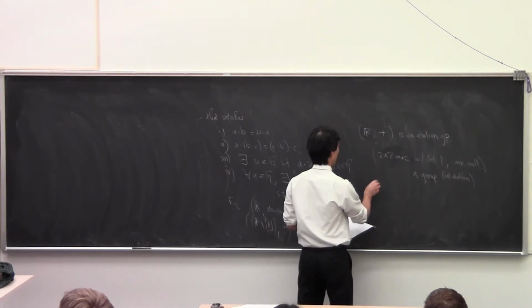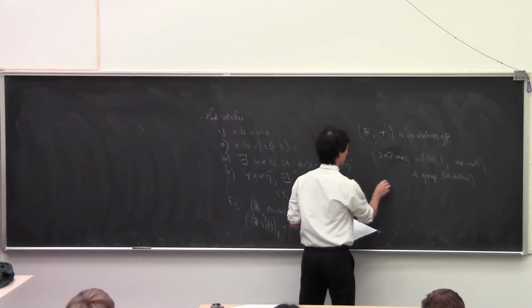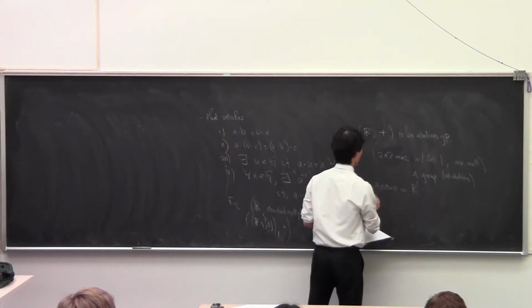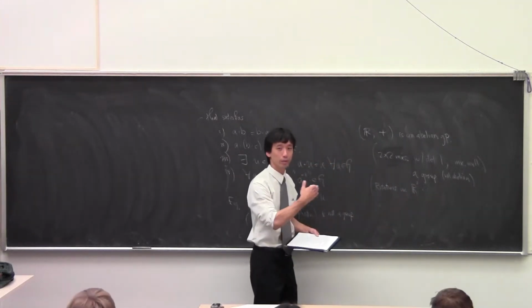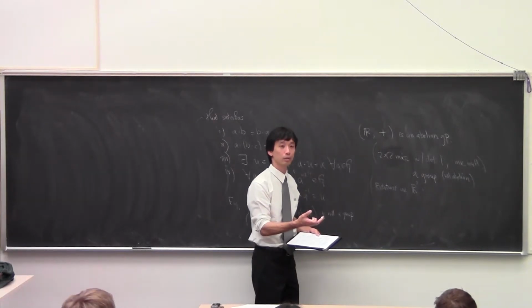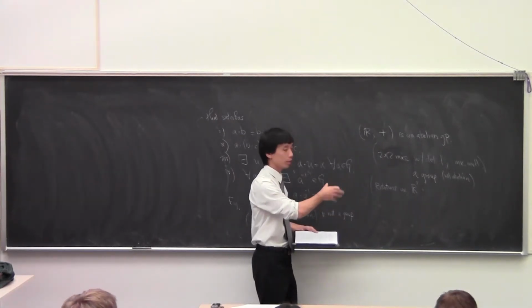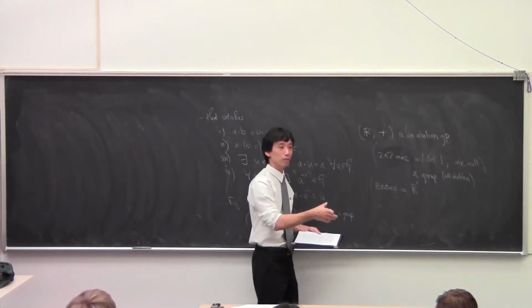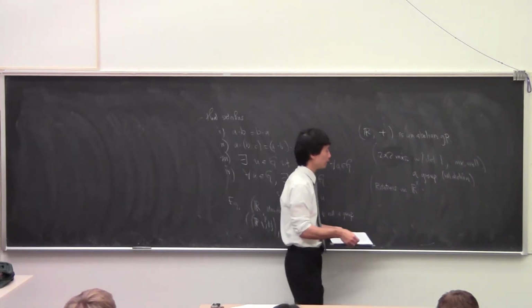Another example, let's just look at the rotations, say, on R2. The set of rotations on R2. You take your thing and just rotate it, no flipping. That's also a group. Right? That's a group.